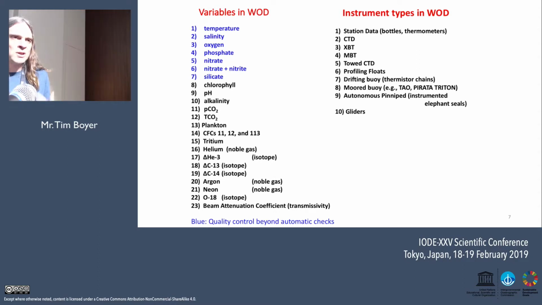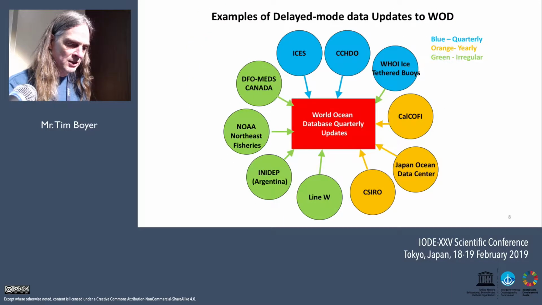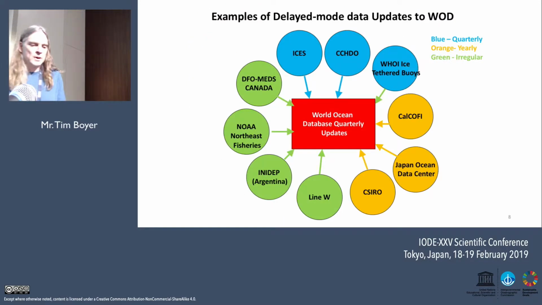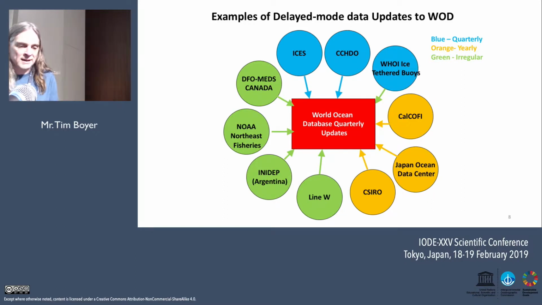So the blue, we don't have the expertise for all of these data, but we do for temperature, salinity, oxygen, and the nutrients. So those are what we give quality control beyond just the basic automatic checks. So when talking about delayed mode data, a lot of data doesn't even go out over the GTS, although many of the data do go out. And the World Ocean Database now is updated every 3 months. It's updated, and we continuously are gathering data at different time scales.